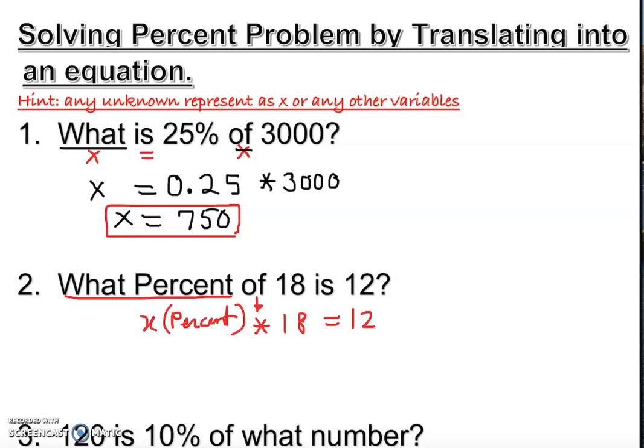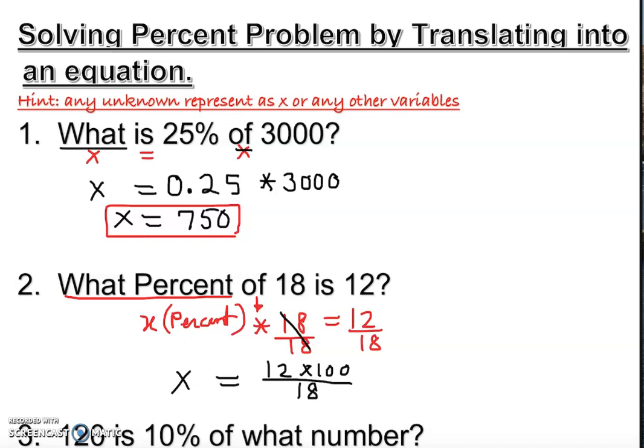Okay, so let's take a look here. So x percent, now we want to isolate x by itself, so you're going to divide by 18 on both sides. We cancel this out on the left side, and x is equal to 12 over 18. I mentioned we're looking for a percentage, so I'm going to do 12 times 100 over 18.